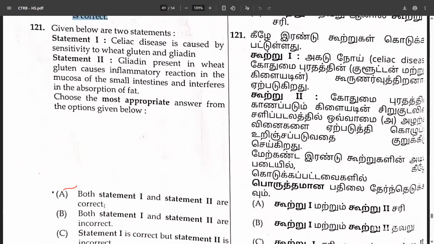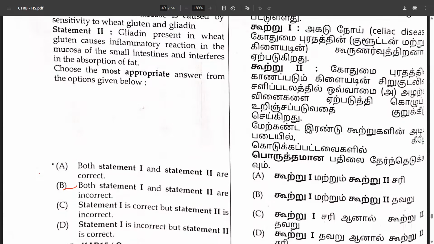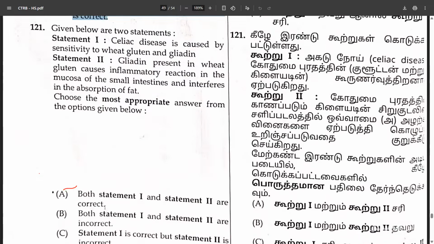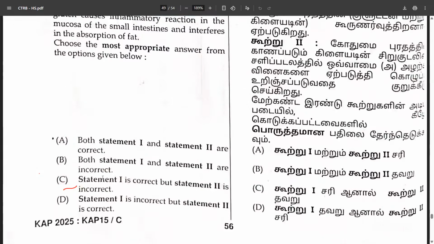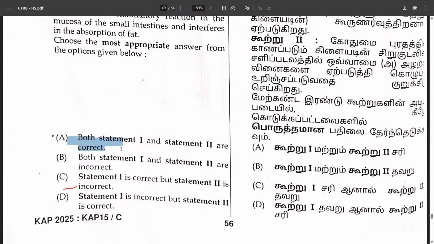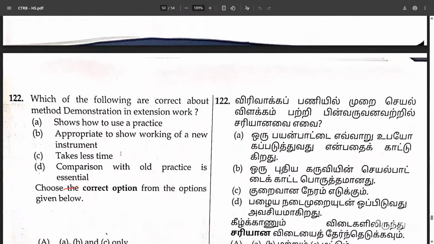121 is statement 1: celiac disease is caused by sensitivity to wheat gluten and gliadin. Then we have statement 2: gliadin present in wheat gluten causes inflammatory reaction in the mucosa of the small intestine and interferes with the absorption of fat. That is correct. Both the statements are correct about celiac disease.